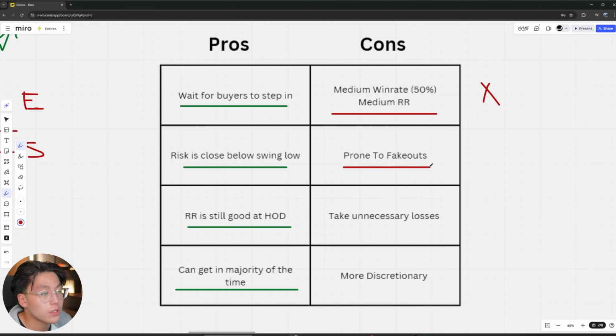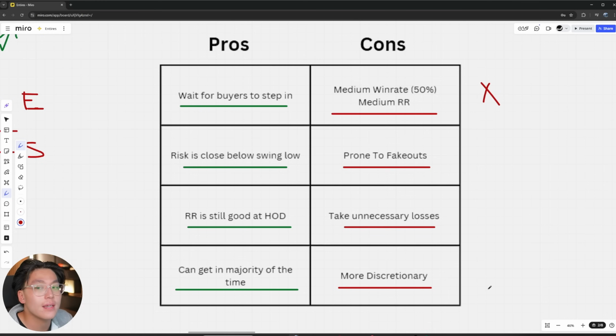Second one is we're still prone to fake outs, so we're not waiting for clear confirmation that price does want to happen. Sometimes the buyers do step in, but then ultimately end up failing and breaking towards the downside. Number three, taking unnecessary losses. So a lot of times what happens is that you think the buyers are stepping in, so you'll end up entering positions even though the retest isn't as clear. And that kind of ties into my last point, which is more discretionary.